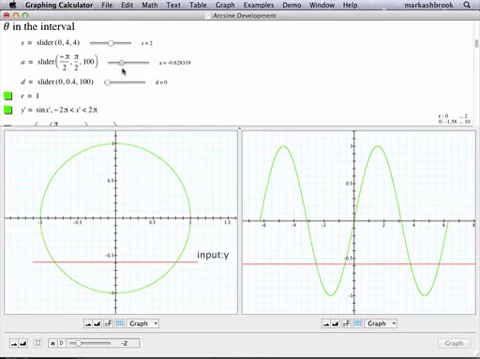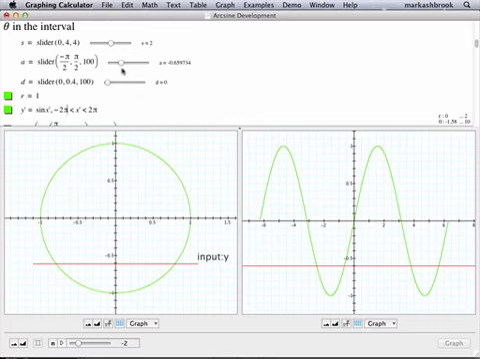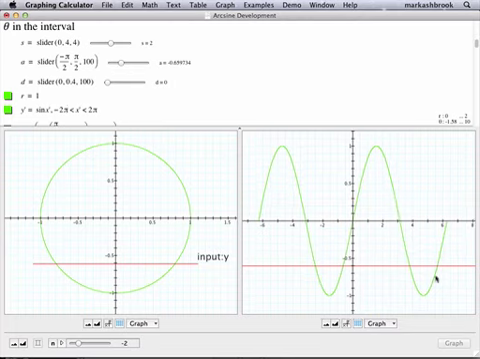0 to pi. What do you think about 0 to pi? What part of the graph is that? Pi/2 to 3pi/2. Okay, pi/2 to 3pi/2. So she's saying from here to here. Let's try that.